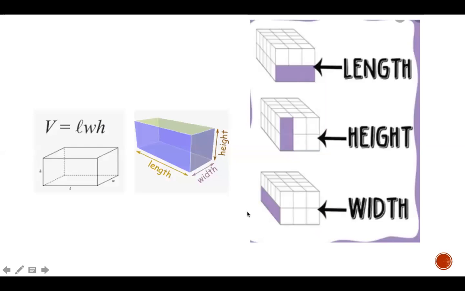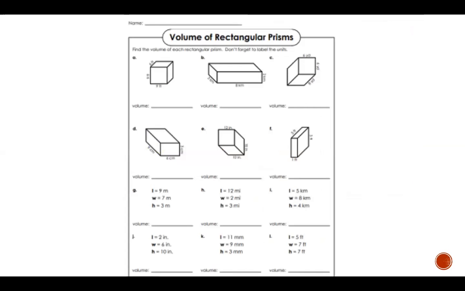Remember, the formula for finding the volume of a rectangular prism is length times width times height. You can take a second to look at this here, and we will discuss when I see you guys.